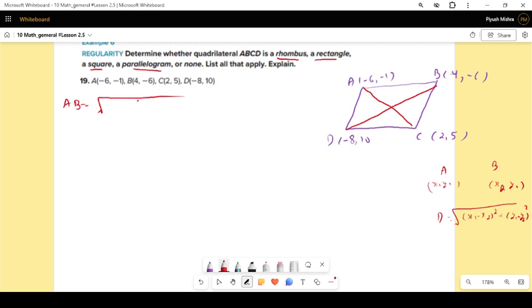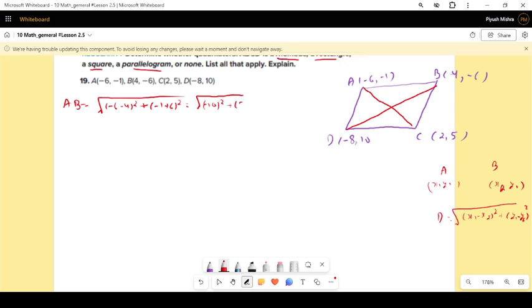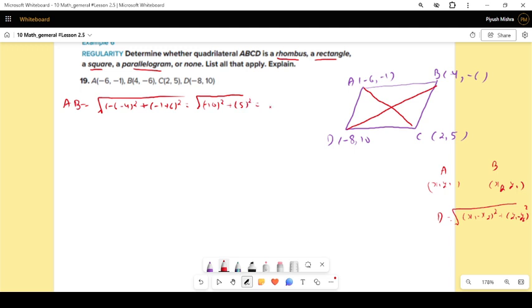So I can write (minus 6 minus 4) whole square plus (minus 1 minus 1, which will be plus 6)... sorry, (minus 1 minus 5) whole square. Further solving, it gives minus 10 whole square plus 5 whole square, which is 100 plus 25, so the square root of 125. So I have got the value of AB.